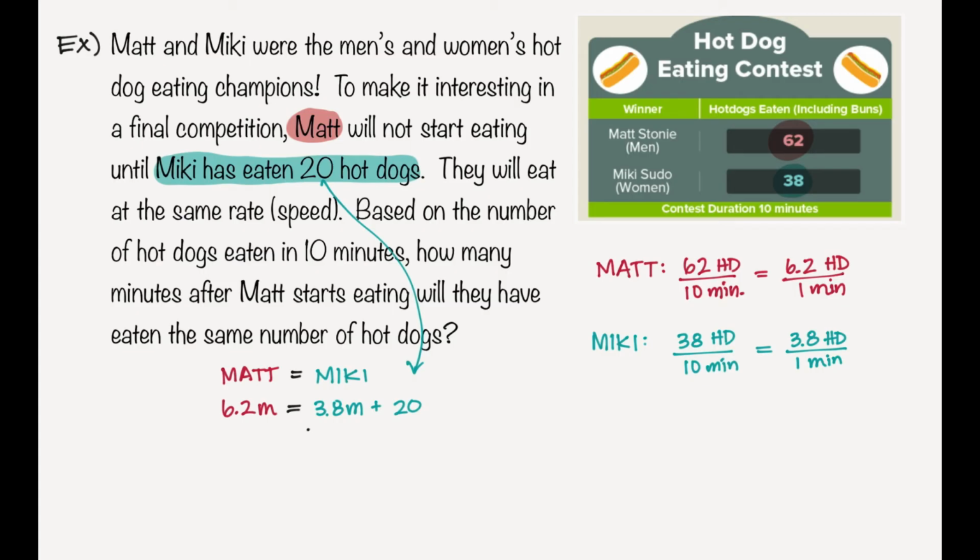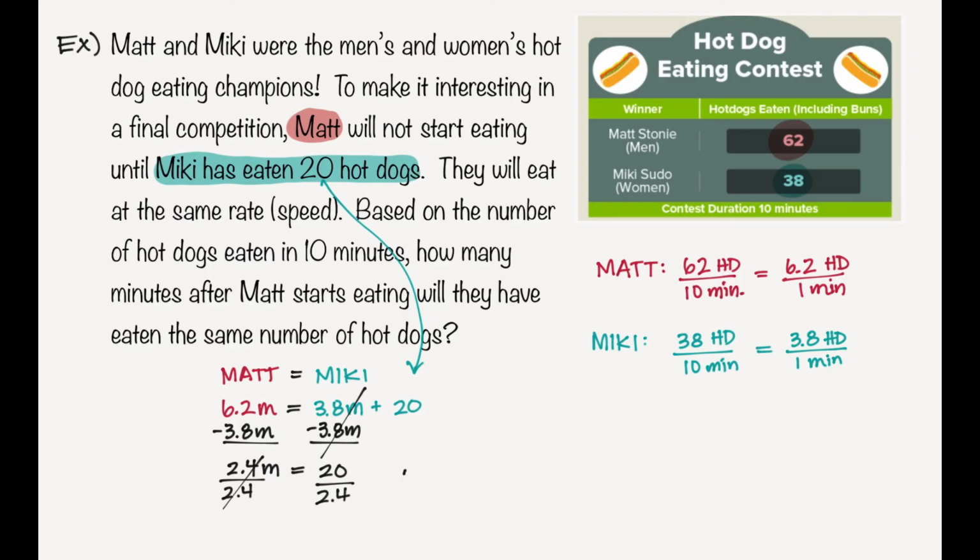Let's go ahead and solve it. Let's subtract 3.8 M on both sides of my equation. All right, this leaves me with 2.4 M is equal to 20. I'm going to divide both sides of my equation by 2.4.